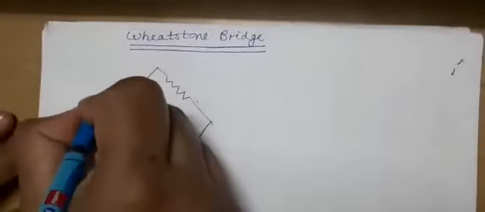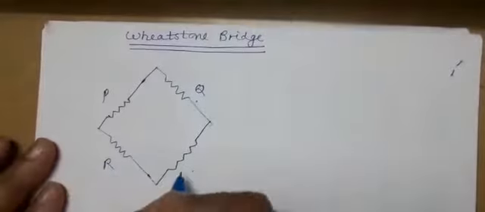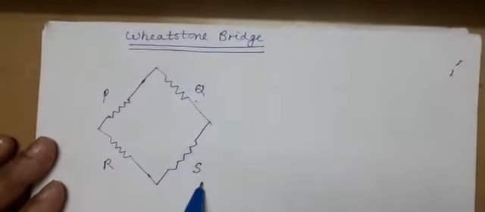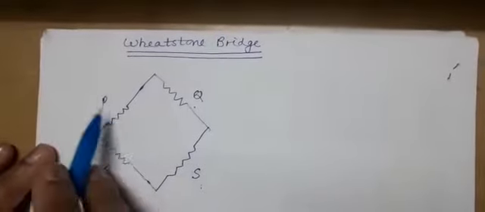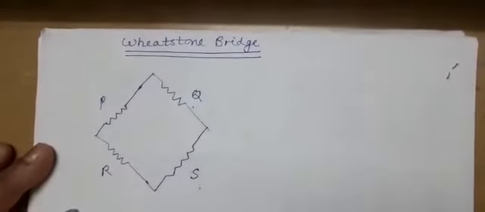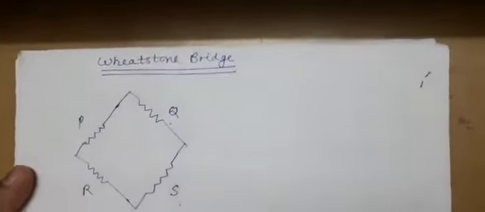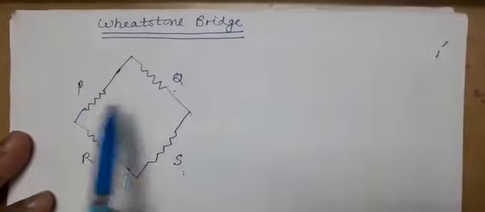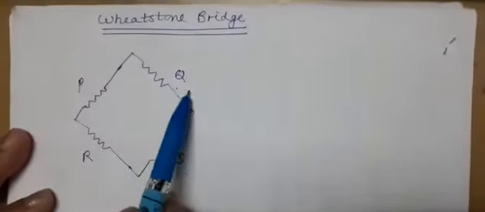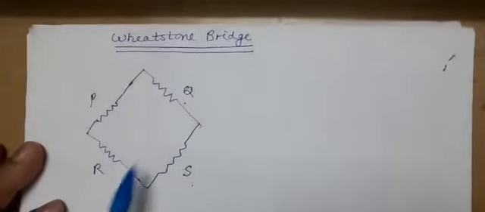Let me take, if this resistance is P, this is Q, this is R and this is S. If S is unknown, then in that particular case it can be found in terms of P, Q, R. Let me see what this principle is and how we can use it. It consists of four resistances P, Q, R, S. These are connected to form a bridge like this.